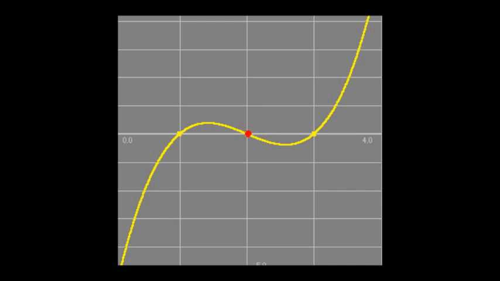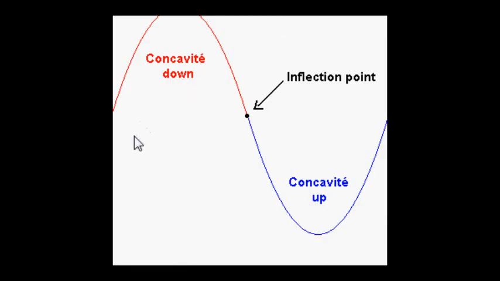Let's look at another graph. Here we have a situation where the graph is concave down. Here we have an inflection point. Then the graph turns concave up.